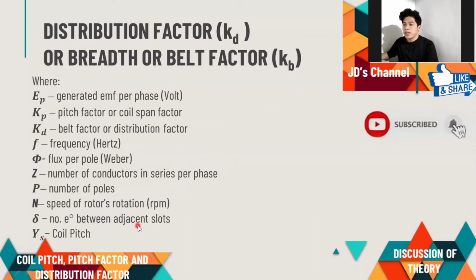So, ito po yung kanyang mga ibig sabihin. So, yung ating generated EMF per phase. Kp is the pitch factor or coil span factor. Kd or Kb is the bell factor or yung ating distribution factor. F the frequency in hertz, flux is in Weber, thus Z natin is the number of conductor in series per phase. P is the number of poles, and N is the speed of the rotor's rotation in RPM, and yung ating delta is the number of electrical degree between adjacent slot, and Y is the coil pitch.